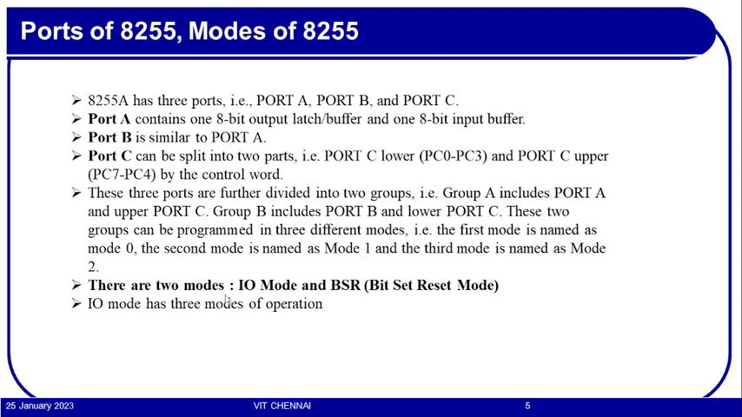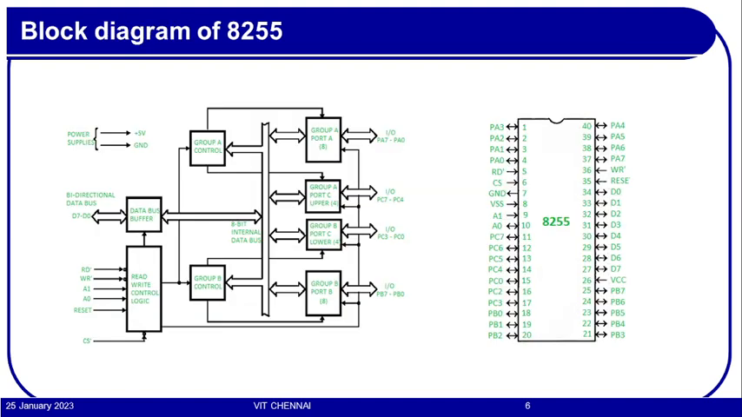Now there are 2 major modes. One is called IO mode, another one is called bit set reset mode. There are a few more modes in this IO mode. We will see that in the coming slides. Now this is the block diagram.